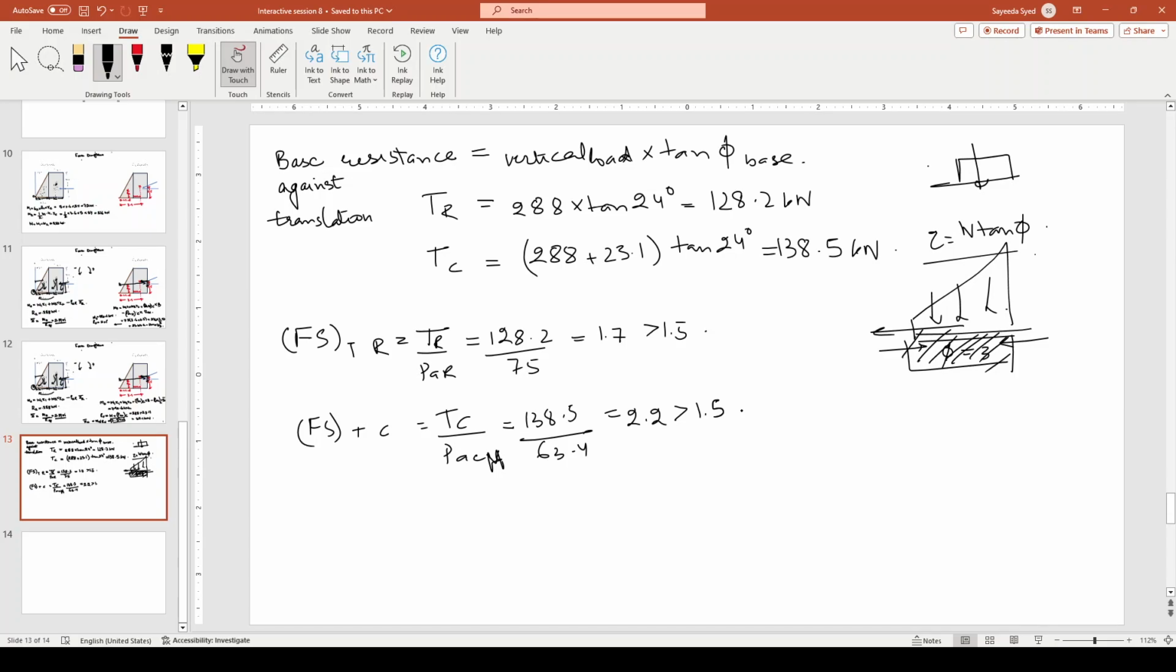So this is the translation. Now rotational stability for Rankine, our E will be B by 2 minus x bar.